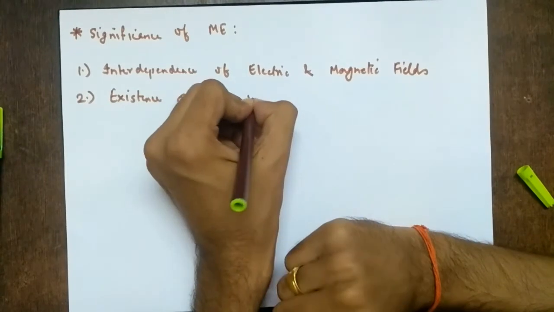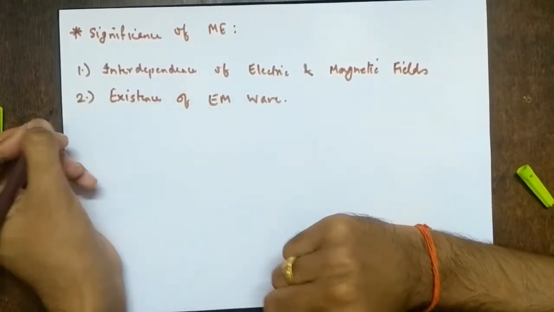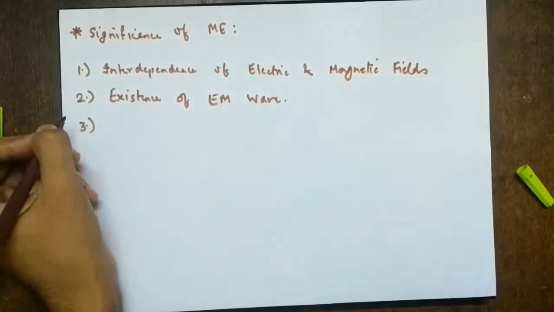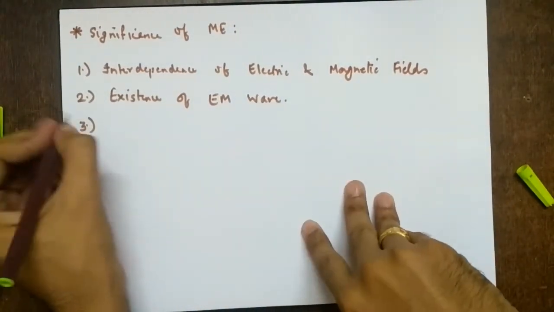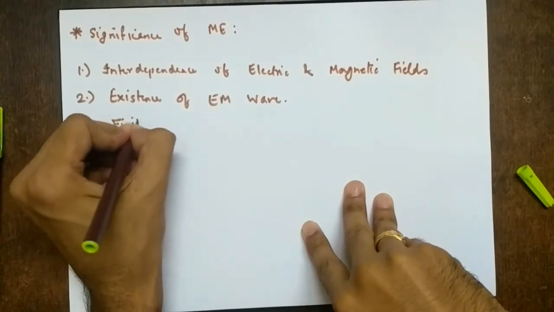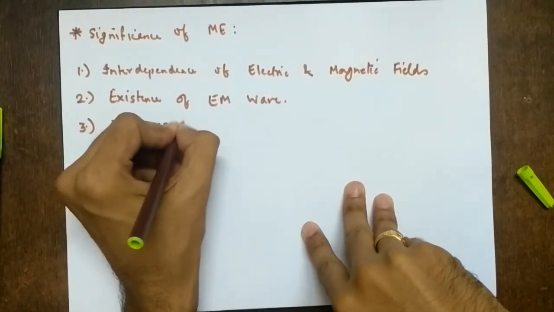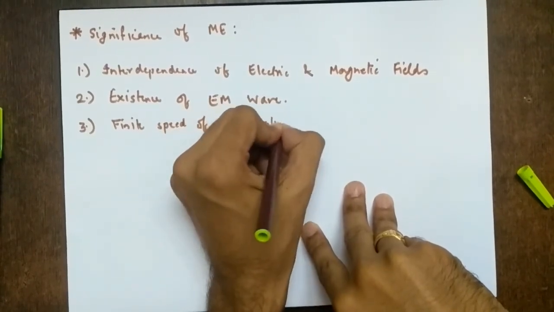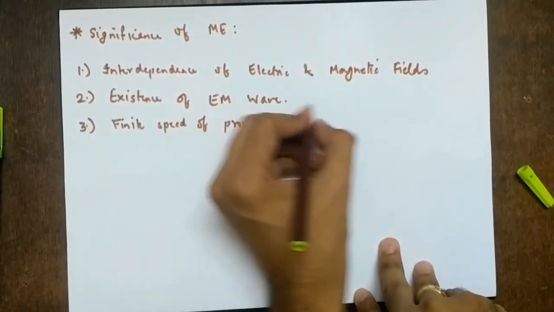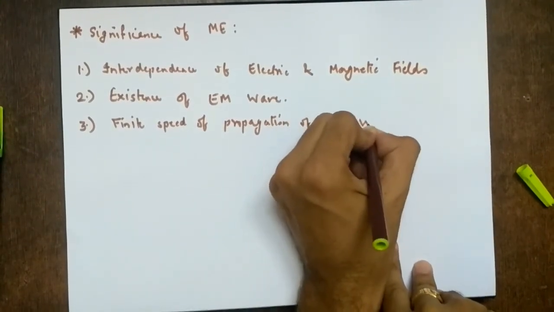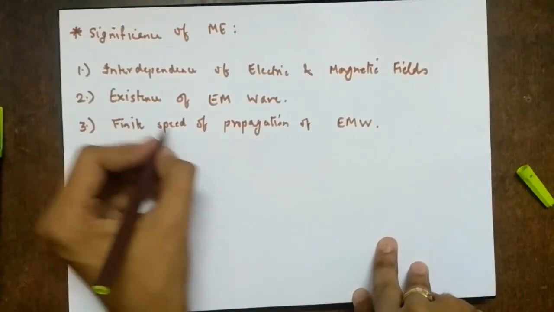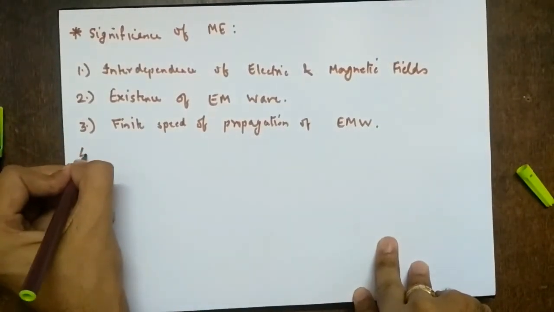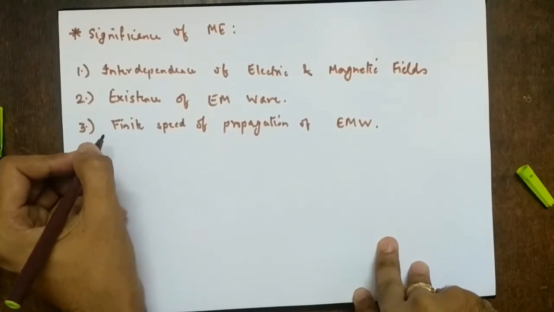Next, Maxwell's equations also tell that there is the existence of electromagnetic, abbreviated as EM wave. So how this happens, that I will prove in due course of the lectures. Second, finite speed of propagation of EM wave. So I'll also prove that from Maxwell's equations we get the EM wave has a finite speed. That is, it is not traveling at infinite speed.